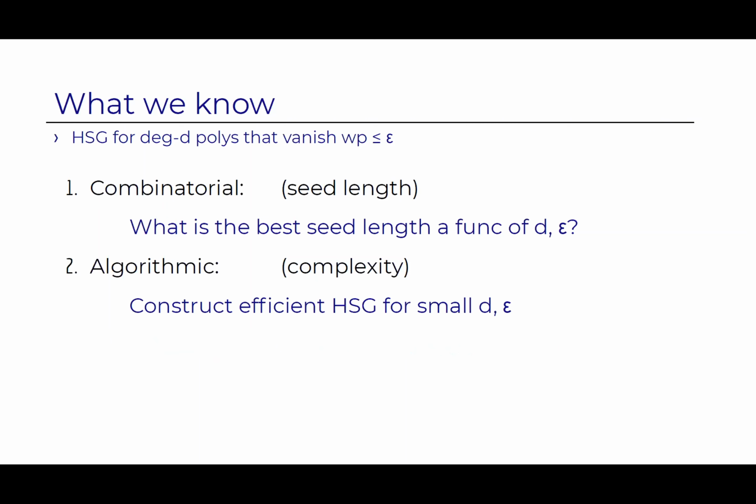So the two questions, and these are two open problems. We don't solve them in this work. We make progress, but we don't solve them. And these are relatively new questions. What's the best seed length as a function of d and of epsilon to hit all degree d polynomials that vanish with probability epsilon? And can you get it algorithmically?